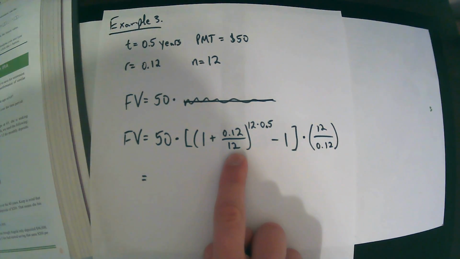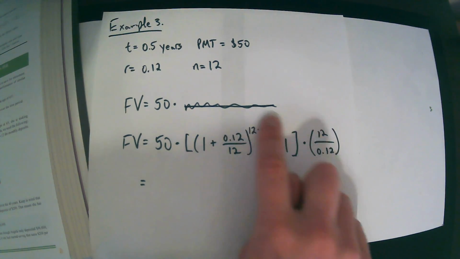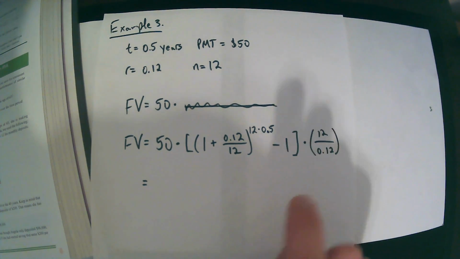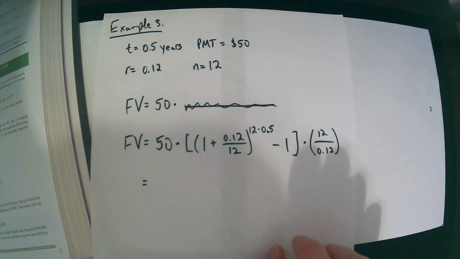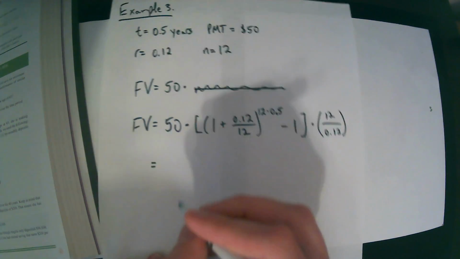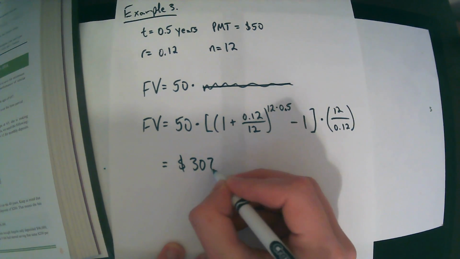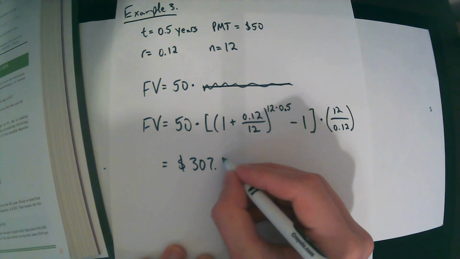So I'll do this part first, 0.12 divided by 12, giving me 0.01. Then plus 1, and then raised to the 6th, and then minus 1. Okay, so I've got all this contained as a crazy decimal, and then times 50, and then times 12, and then that number divided by 0.12. Okay. Giving me a future value of $307.60.